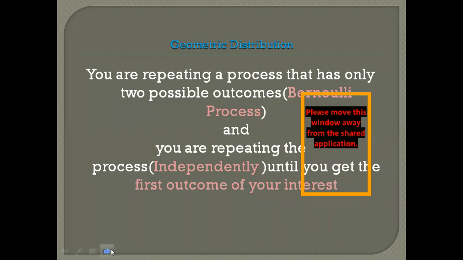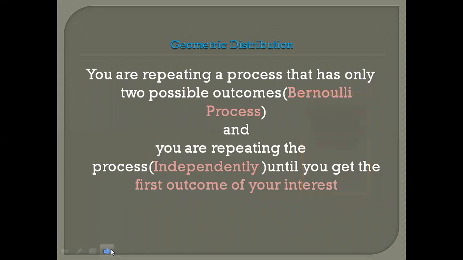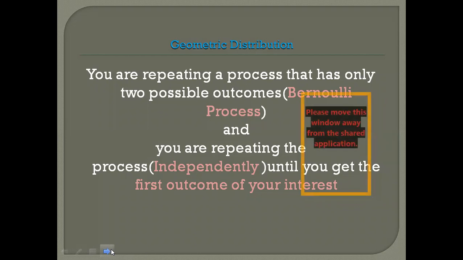So you're repeating, flipping a coin, you were looking for a head, you got a tail, you flip again, you got a tail, you flip again, you got a tail, and you continue this Bernoulli process until you get an outcome of your interest. Let's say you were looking for a head. Now, in most of the literature, you'll find this outcome of interest called success, and the other outcome we call failure, right?